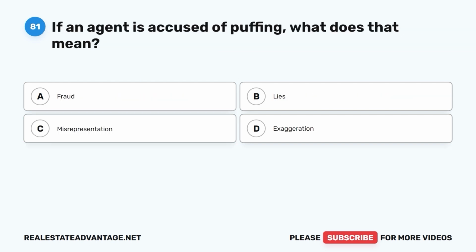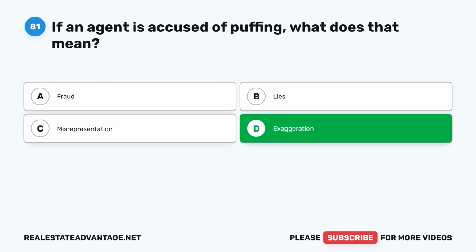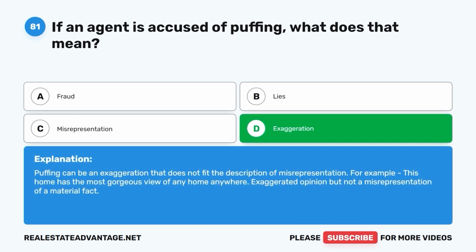situation. Question 81. If an agent is accused of puffing, what does that mean? A. Fraud. B. Lies. C. Misrepresentation. D. Exaggeration. The correct answer is D. Exaggeration. Puffing can be an exaggeration that does not fit the description of misrepresentation. For example, this home has the most gorgeous view of any home anywhere. Exaggerated opinion, but not a misrepresentation of a material fact.